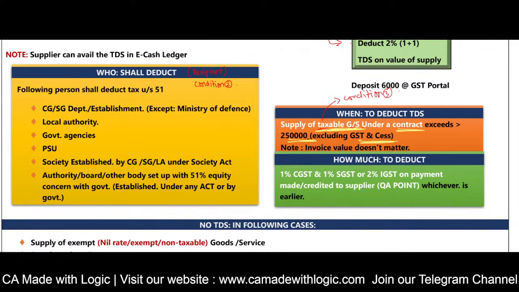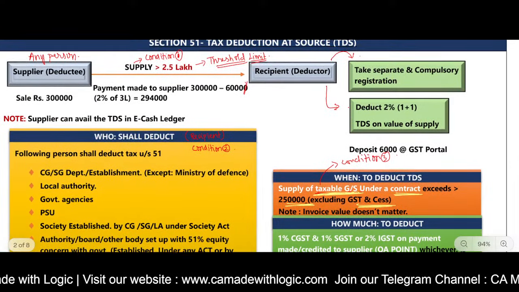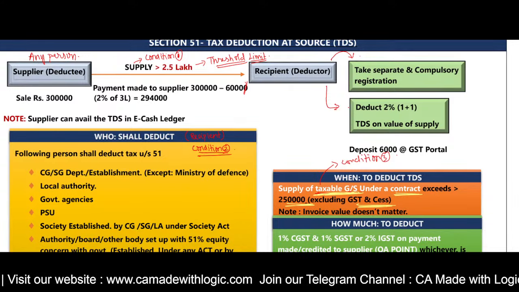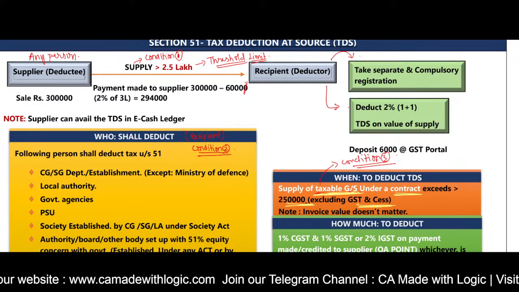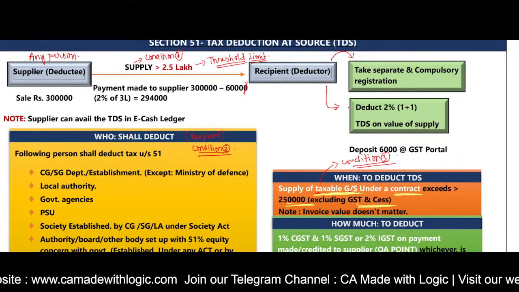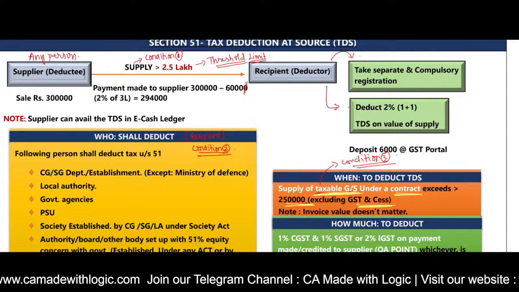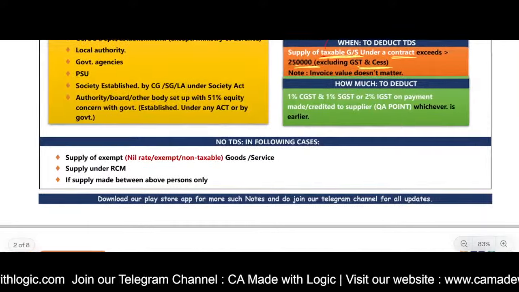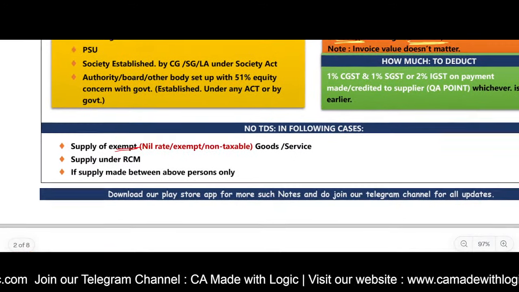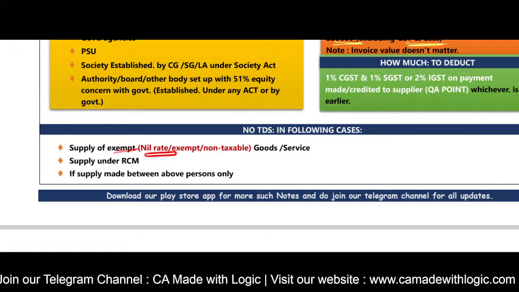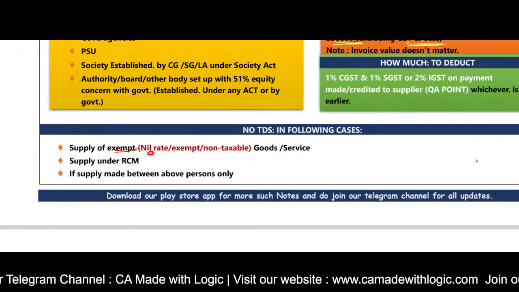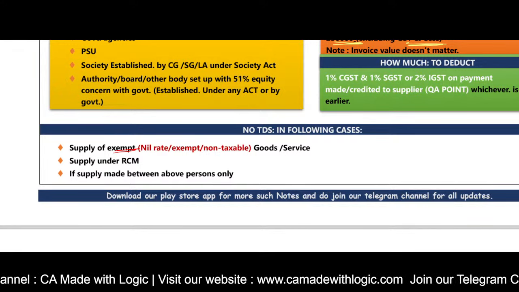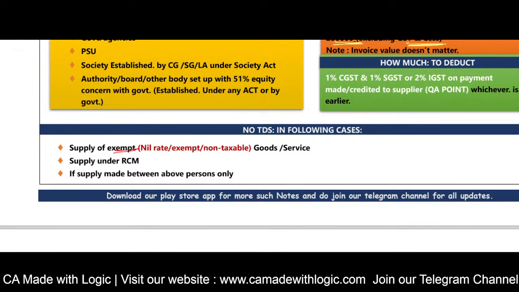One is that the supply has to be greater than 2.5 lakh rupees, and the recipient has to be one of those listed. This is the second scenario. And condition number 3 is that it has to be taxable goods and services. If it is dealing with exempt goods and services, then there is no requirement to deduct the TDS. Here, supply of exempt goods is nothing but zero rated supply, nil rated supply, exempt supply, and non-taxable supply. There is no requirement to deduct the TDS if the supplier is dealing with such sort of goods.